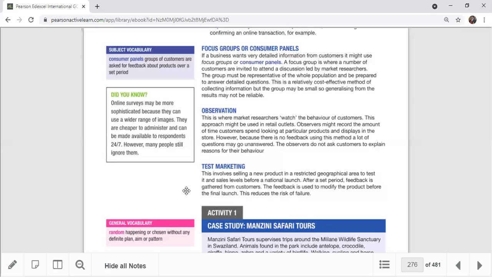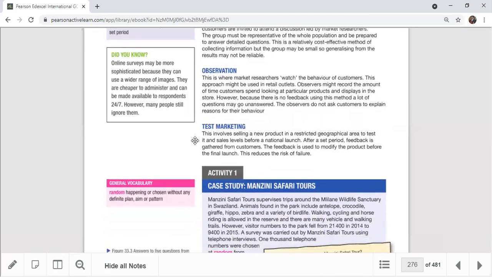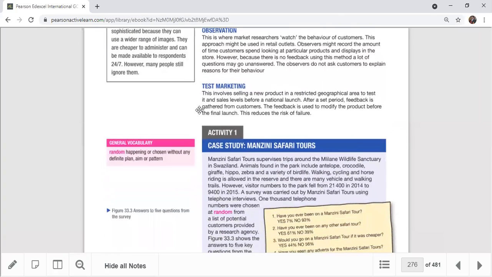And the last one on the market research, primary research, is test marketing. Test marketing, what we did actually involves selling a new product in a restricted geographical area, not all over the country, not all over the world. It's only a selected sample, like a product trial. So test marketing is like that, not national, not island wide, for a set period in a limited, restricted geographical area. You are going to sell it, and then you're going to get the feedback.